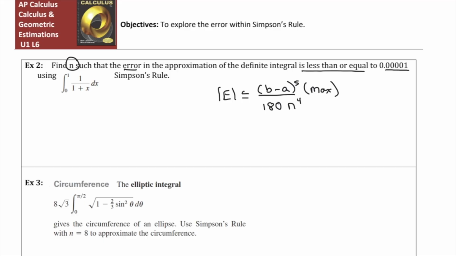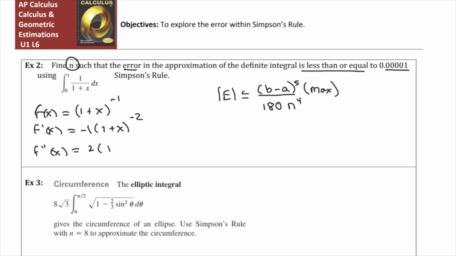So let's start by finding the 4th derivative. Rewrite your f of x to be equal to (1 plus x) to the negative 1. Find your derivative. F prime of x is going to be negative 1 times (1 plus x) to the negative 2. F double prime of x is going to be 2 times (1 plus x) to the negative 3.